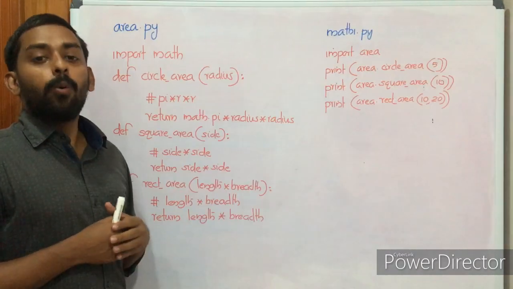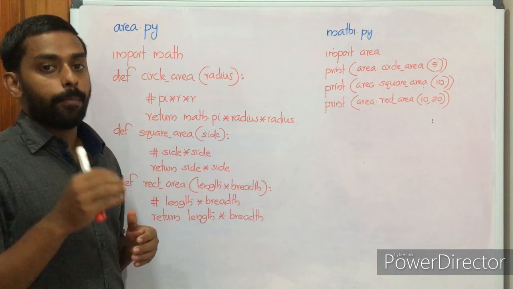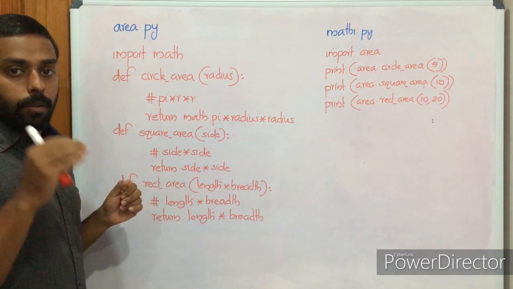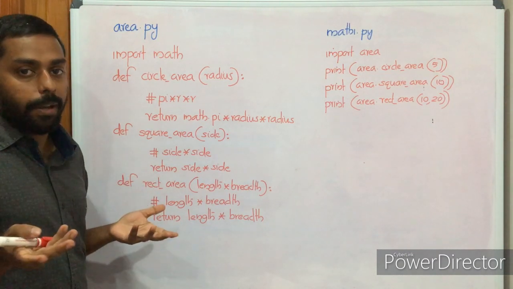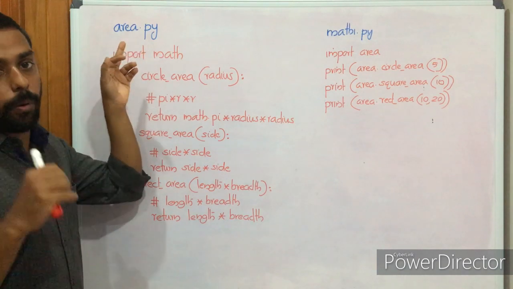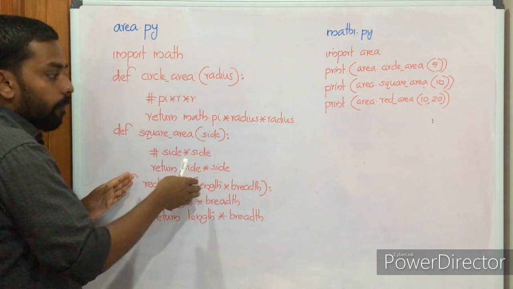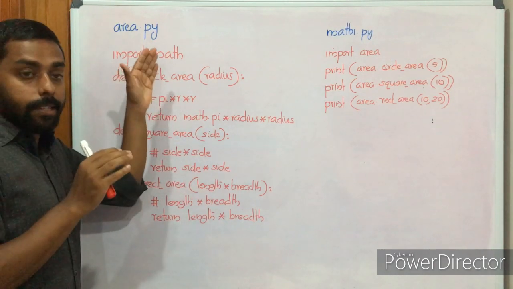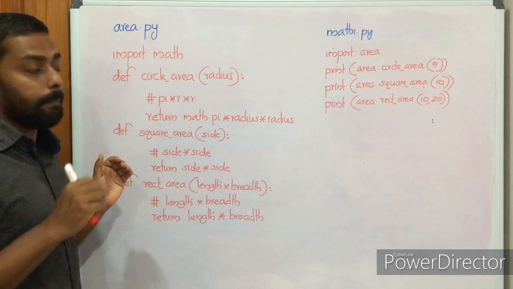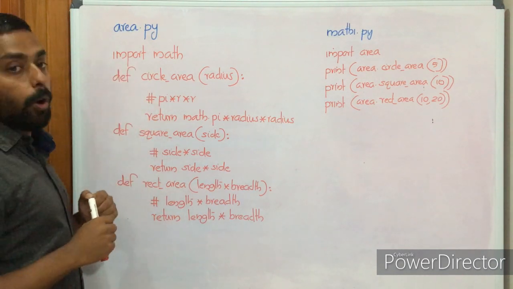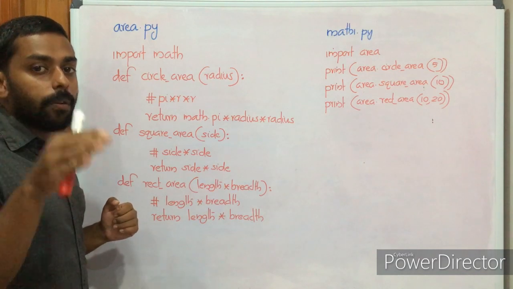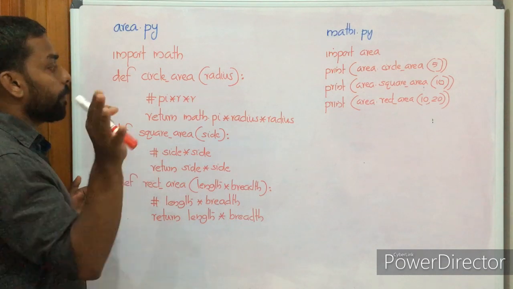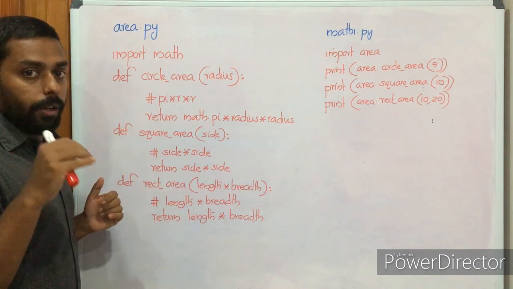Now let's have an example of implementing a module in Python, a user created module. Here you can see area.py, that's the file name. So a module should be saved as a Python file, right? So this is our first program, area.py. We are saving this group of functions as area.py, and this is the user-defined or user-created module. So to start with, import math. Here we are making use of the math module in our program.